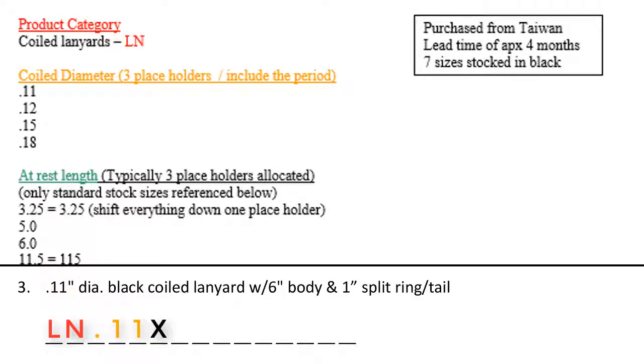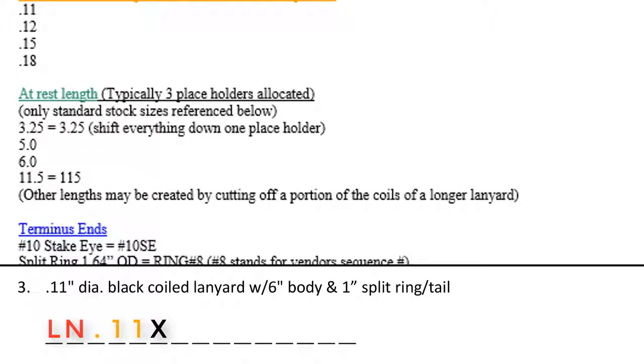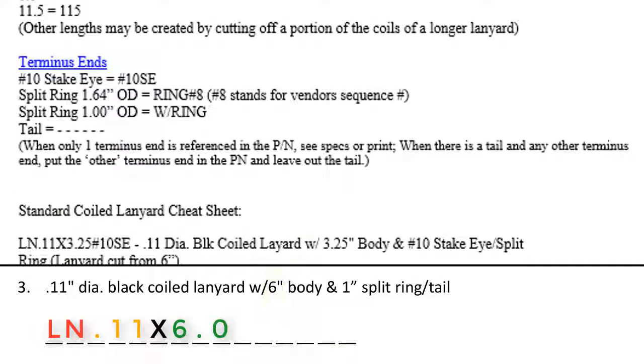Next we enter an X for by. Then we move on to the green at-rest length section. 6 inches will translate to 6.0. Next we move on to the blue terminus end section. In this case, we have a split ring and a tail, so we're going to talk about the 1-inch split ring. So, that is split ring 1.00 OD, which translates to a W/ring or with ring.